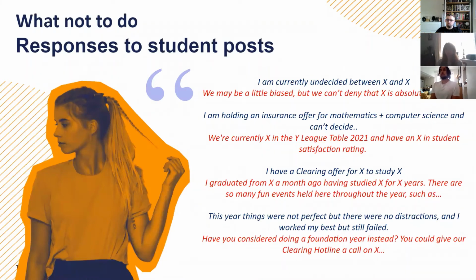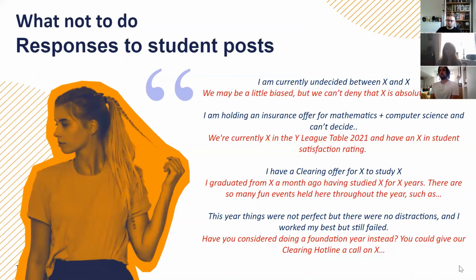This first example is a user saying, I'm currently undecided between this university and another university. Now, one thing we would suggest not saying is, we may be a little biased, but we can't deny that our university is absolutely brilliant. This doesn't answer the question, and saying something like this doesn't help either. In an instance like this, you should really evaluate and try to help them rather than saying your university is the best.